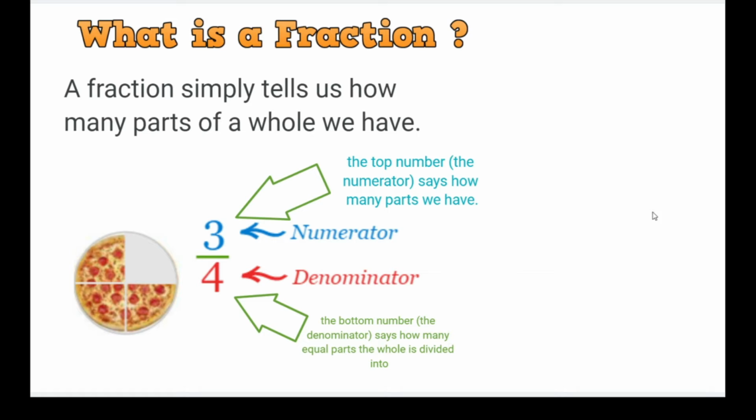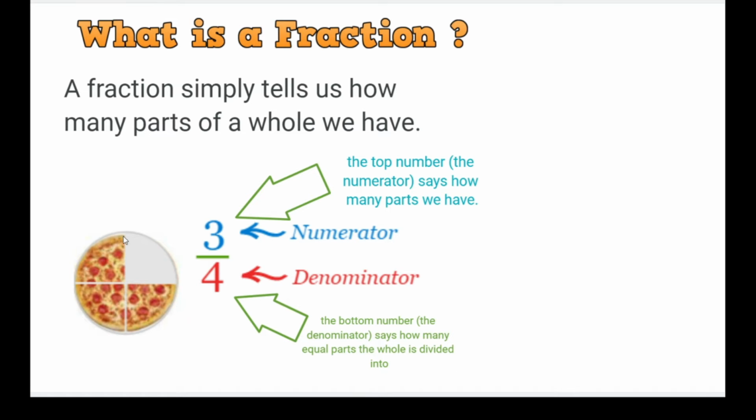Well, let's define what is fraction. A fraction tells us how many parts of a whole we have. A fraction has two main important parts. We have the top and the bottom. We are using a pizza here for an easy understanding. The top number is the numerator and the bottom number is called the denominator.